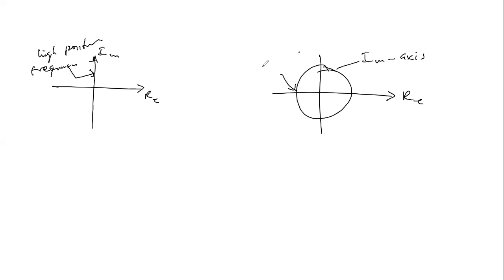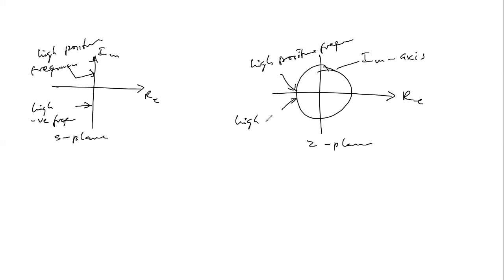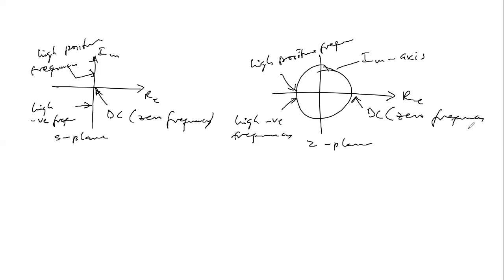In the same way, this side is known as the high positive frequency. I'm just comparing the S plane and the Z plane. So this part is high negative frequency, and this side is also high negative frequency. And this point, the origin, is the DC, which is the zero frequency. You should know that Z is the same as e to the j omega, because we have the imaginary axis, which is j omega, folded around this axis.